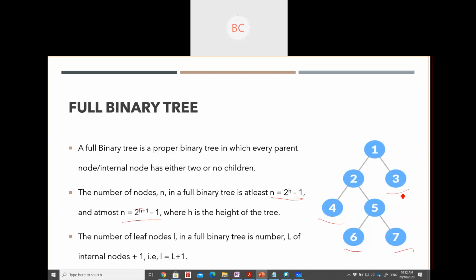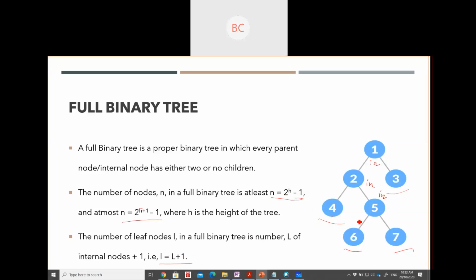That means how can you calculate? Suppose I'm telling you there are 3 internal nodes. See, these are your internal nodes. Your root is an internal node. This is an internal node and this is an internal node. So there are 3 internal nodes. I'm giving you the count that there are 3 internal nodes. Now you can tell me how many leaf nodes there are. The formula is: leaf nodes equals total number of internal nodes plus 1. So 3 plus 1, 4. See, here there are 4 leaf nodes.